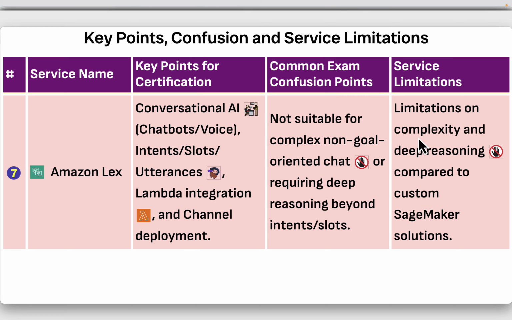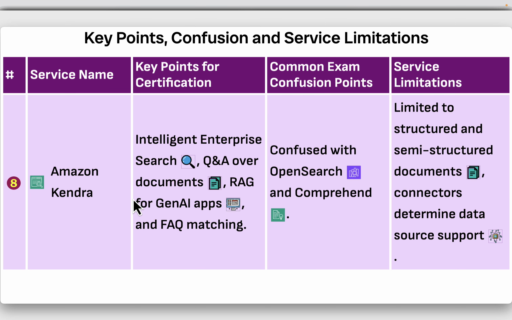So some limitations on complexity and deep reasoning, because it cannot do that compared to custom SageMaker solutions. So every time it goes a bit deeper, like the requirement in the question is asking you to develop something custom or deeper, then you will most likely be looking at a SageMaker solution where you can have total control. You can provide your enterprise customer data like training data and develop the model how you wish, how the model should respond or operate. Next, Amazon Kendra.